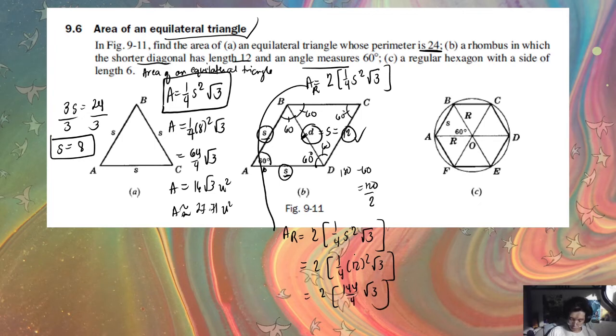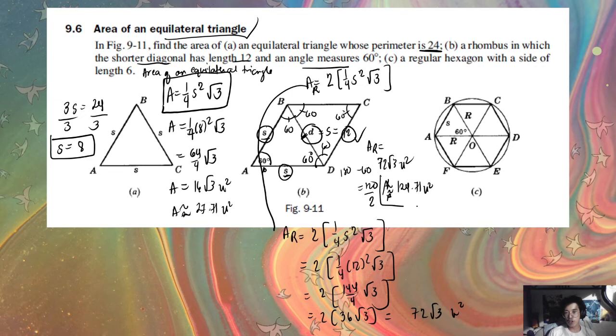And what's 144 divided by 4? That's 36. So that's 2 times 36 square root of 3, which should give us 72 square root of 3 squared units. So therefore the area of the rhombus is equal to 72 square root of 3 squared units, or if we want the decimal value of that, approximately 124.71 squared units, the area of our rhombus.